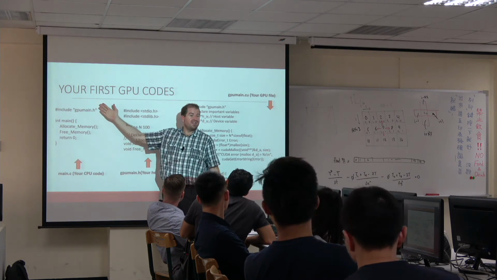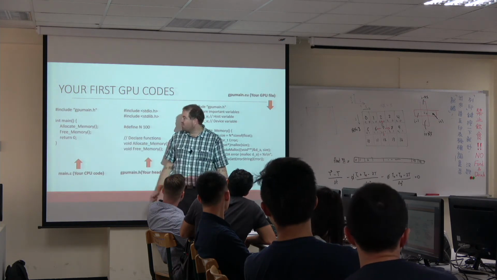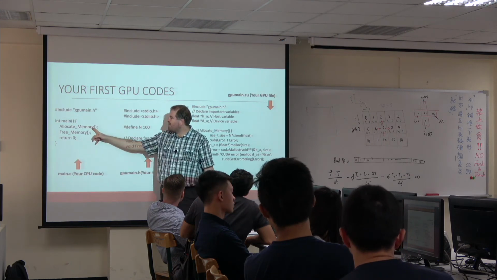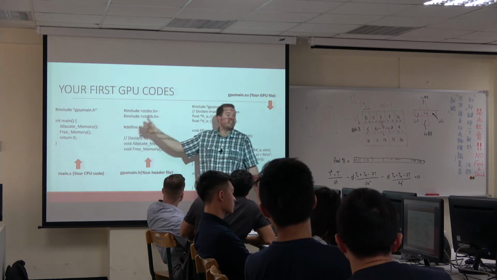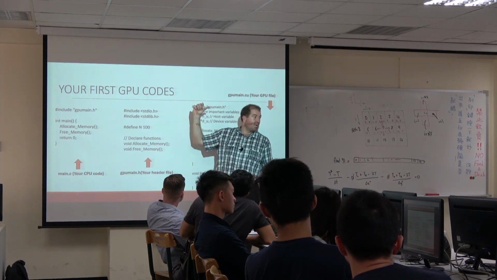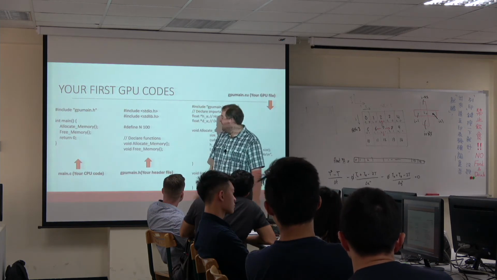So from the perspective of the computer when it compiles this, it's saying, oh, there's an allocate memory function, a free memory function. They're declared here and they're defined in another object which we link together with this when we perform our build. Here's our header file.